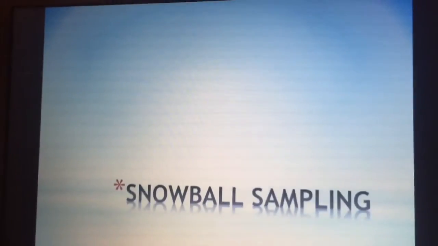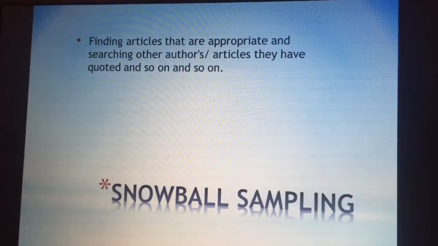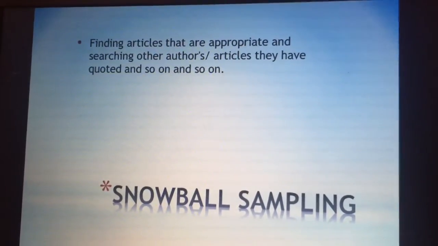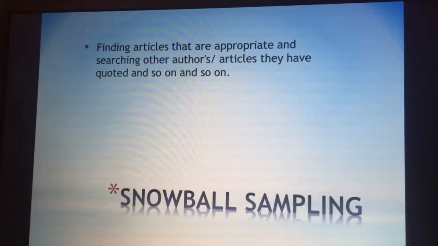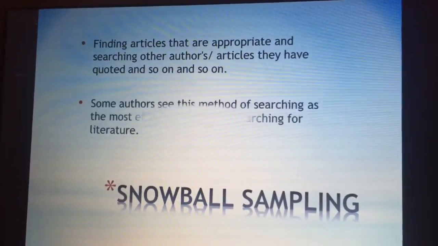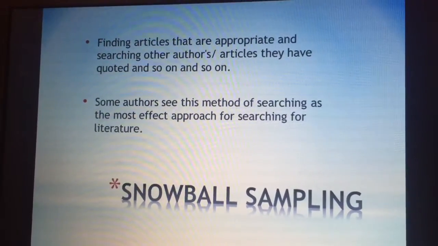One alternative method from using a database is snowball sampling. An example of this would be if a journal or an author's particular work fitted your criteria for your study, then you may review other articles from these to search for further useful literature. Some authors see this method of searching as the most effective approach for searching for literature.